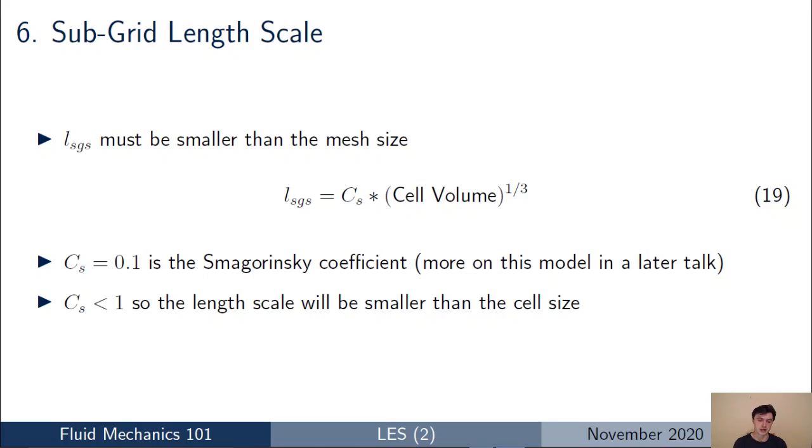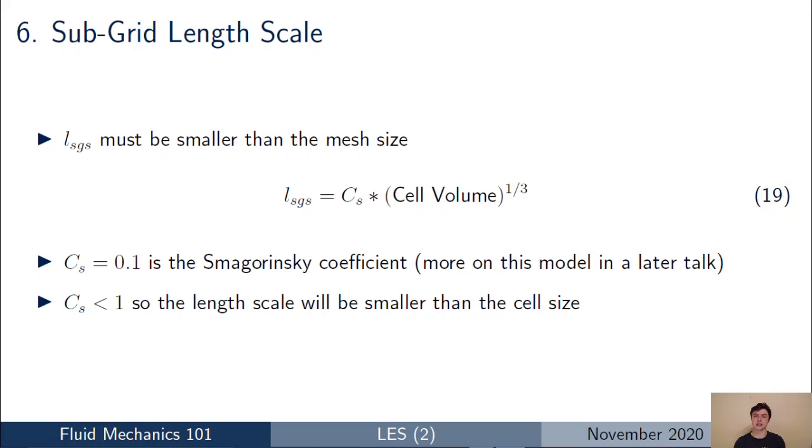The subgrid length scale is defined as some constant multiplied by the cube root of the cell volume. And the cube root of the cell volume just gives you the approximate size of the cell. So our eddy is going to be some fraction of the cell size, and in practice, most people use the Smagorinsky coefficient for this, which turns out at about 0.1, or depending on the source, you may have different values for that.